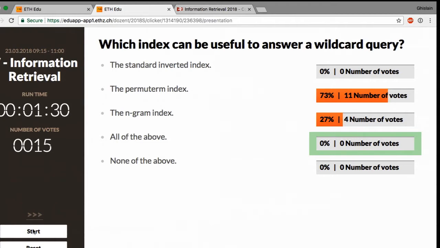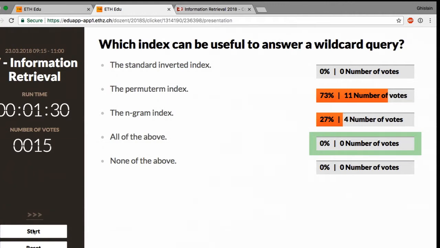The permuterm index allows us to rotate the words. The n-gram index is also one index that can be useful for a wildcard query. It depends. Sometimes you want to use the permuterm index, sometimes the n-gram index, but both of them are pretty good for wildcard queries. Often you would not necessarily have the two with you, just pick one of them. But both of them are good candidates to answer wildcard queries. So the answer is all of the above, because all of the above are useful. We need a standard inverted index, and a permuterm index and an n-gram index are also useful.